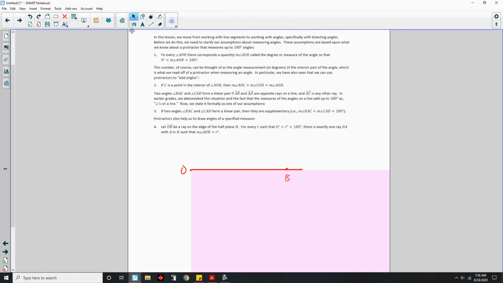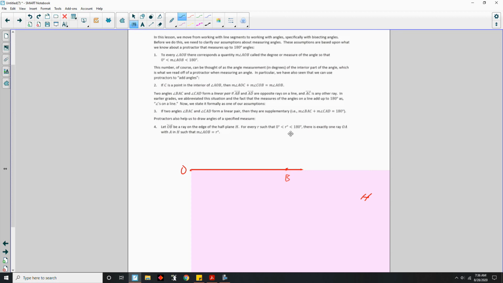Okay, so let OB be a ray on the edge of the half plane H. So let me label that H, so H is out here. This is the half plane H. Okay. For every R, such that R is between 0 and 180, there's exactly one ray, OA, with A in H, such that the measure of angle AOB equals R degrees. So what they mean is there is exactly one ray, OA.